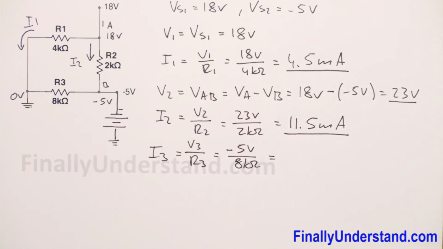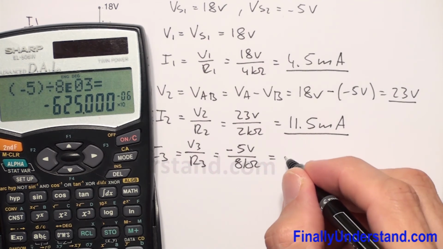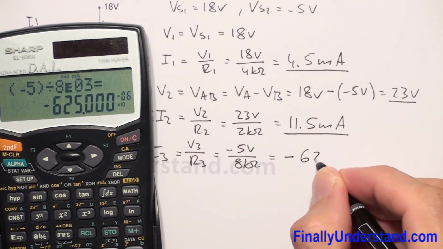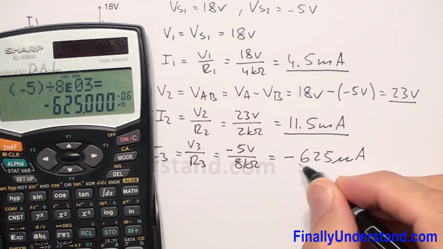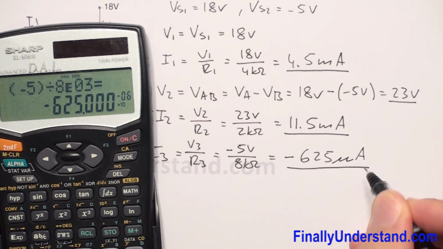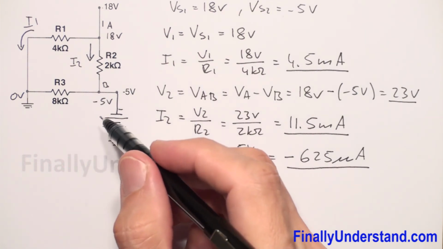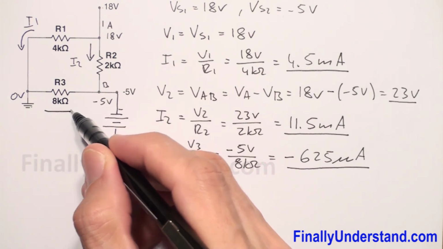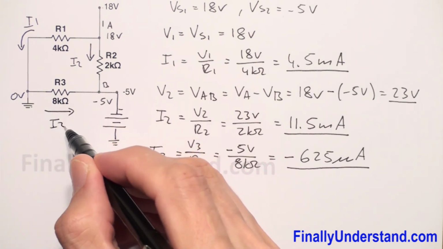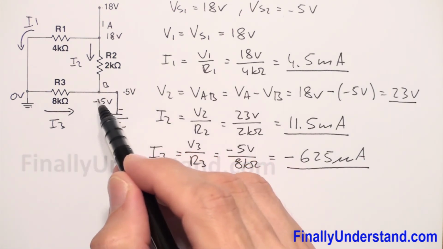So this is equal negative 5 divided by 8 exponent 3 equals negative 625 microamps. Okay, so this is the current which will flow from the higher potential to the lower potential, like always, and it's going to go in this direction. From the higher potential, 0 is greater than negative 5, so current is going to go in this way.